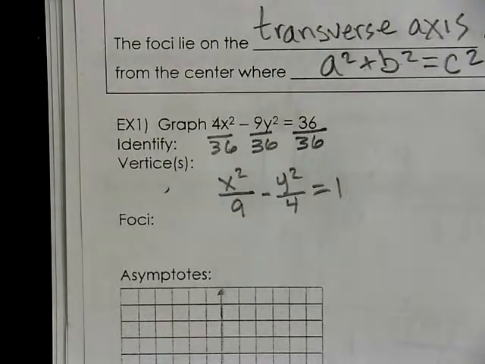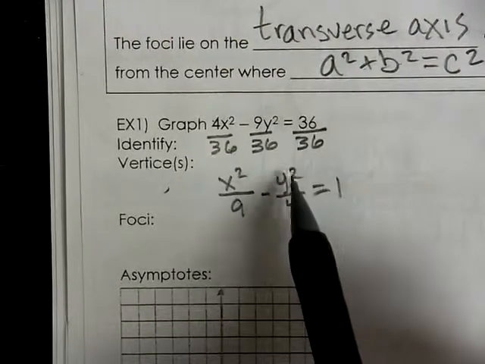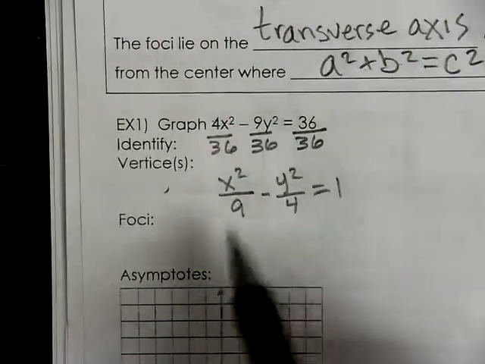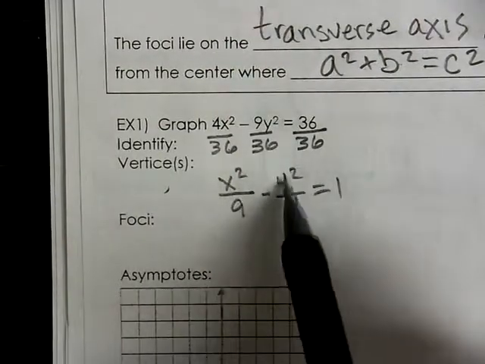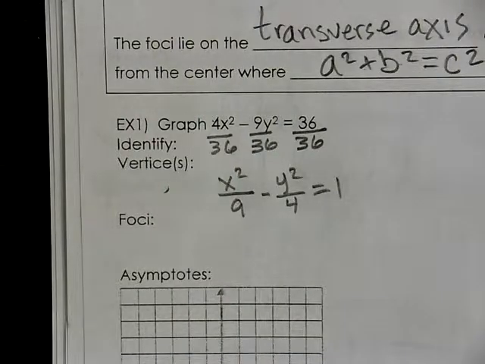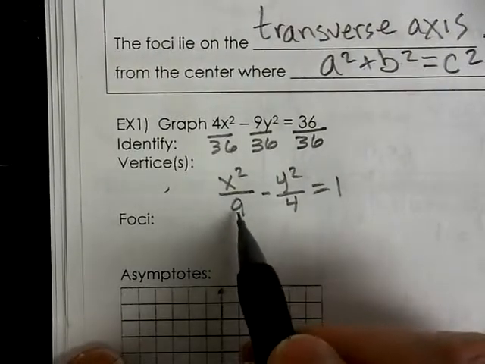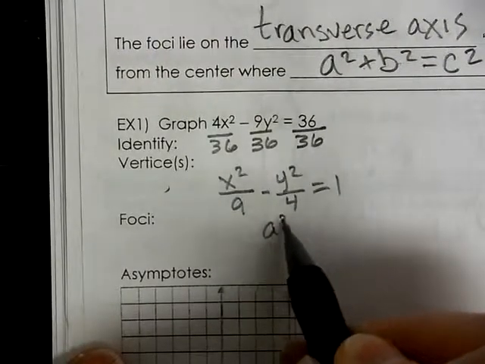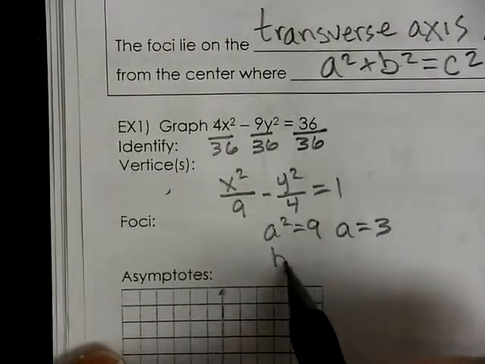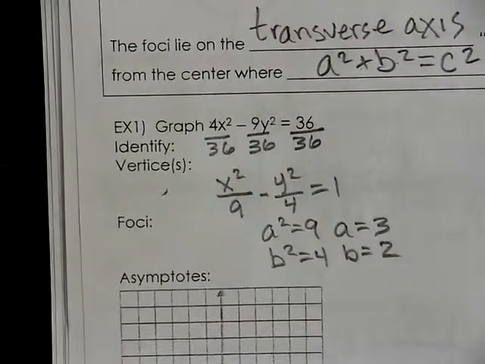You notice that this is an ellipse... no, it's not an ellipse, it's a hyperbola. You know that this is a hyperbola because you have two variables that are squared with a minus sign in between. We notice that the a value, which is always first, a squared equals 9, so a equals 3. The b squared equals 4, so b equals 2.